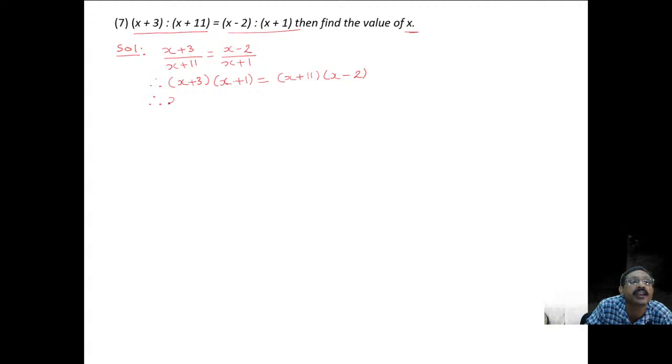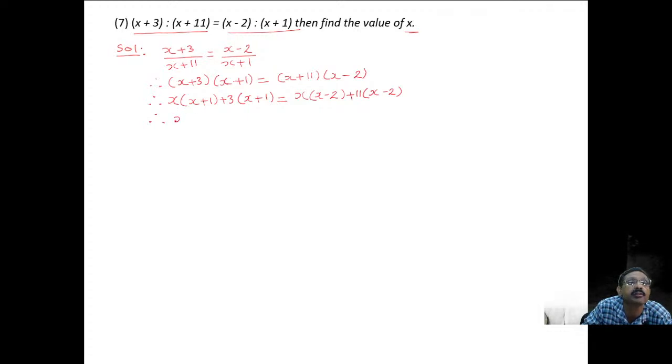Therefore, take this x and multiply it by x plus 1, plus take this 3 and multiply it by x plus 1, which is equal to taking this x and multiplying it by x minus 2, plus 11 times x minus 2. Directly we can find the values.